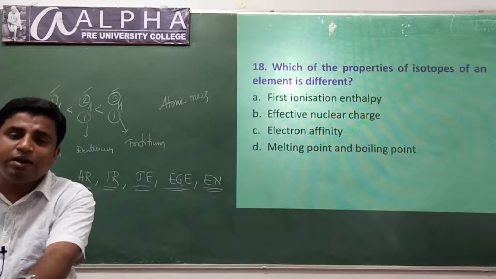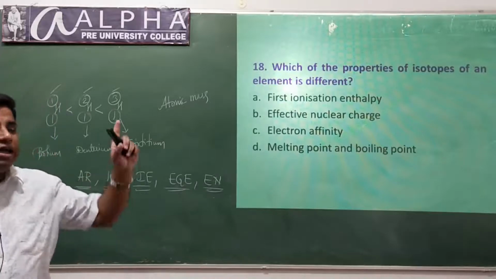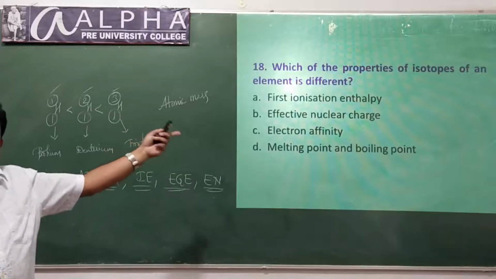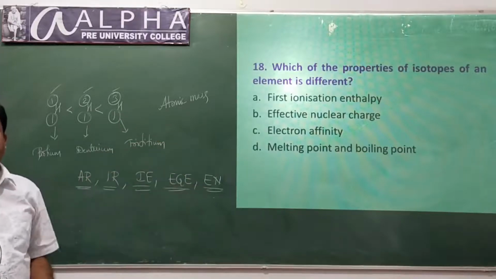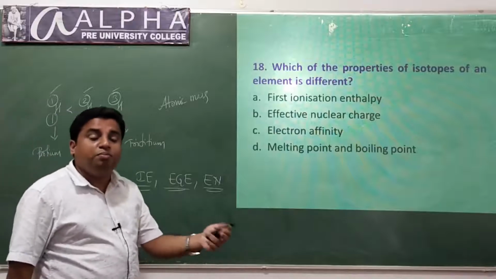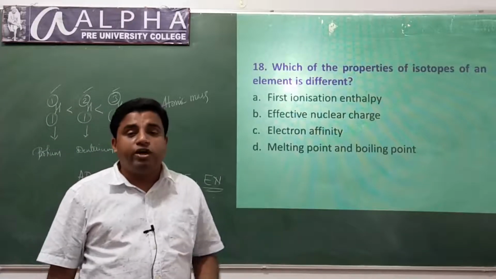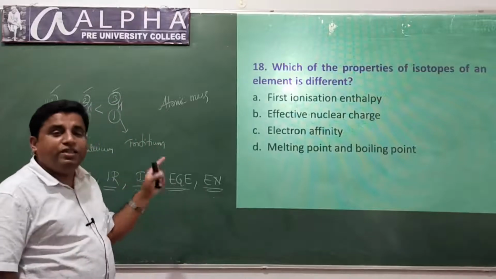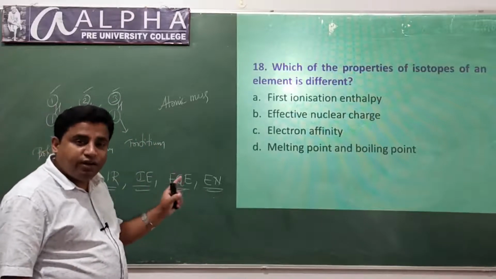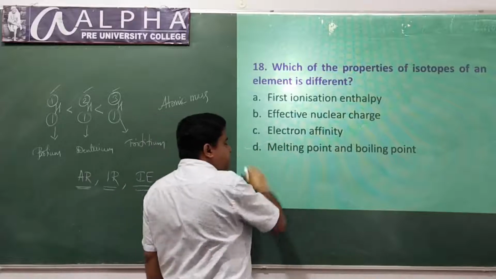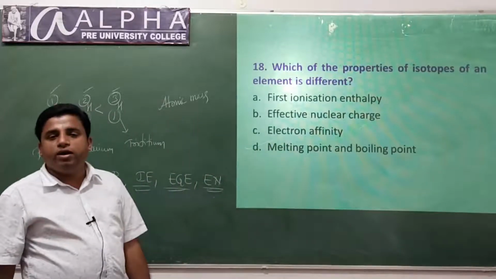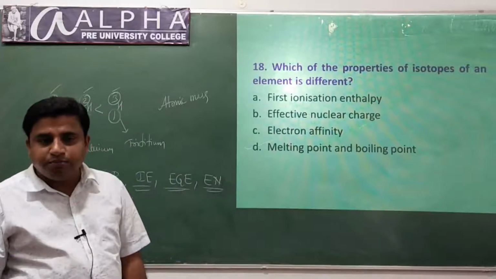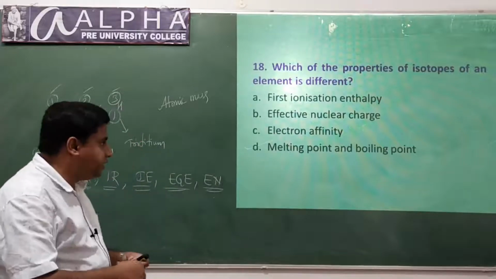Why do they have different melting point and boiling point? Because they have different mass number, hence they will have different atomic mass. As the atomic mass varies, their melting point and boiling point will vary, their solubility will vary, their density is going to vary, etc. Therefore these isotopes are different with respect to melting point and boiling point. Simple. No doubts.